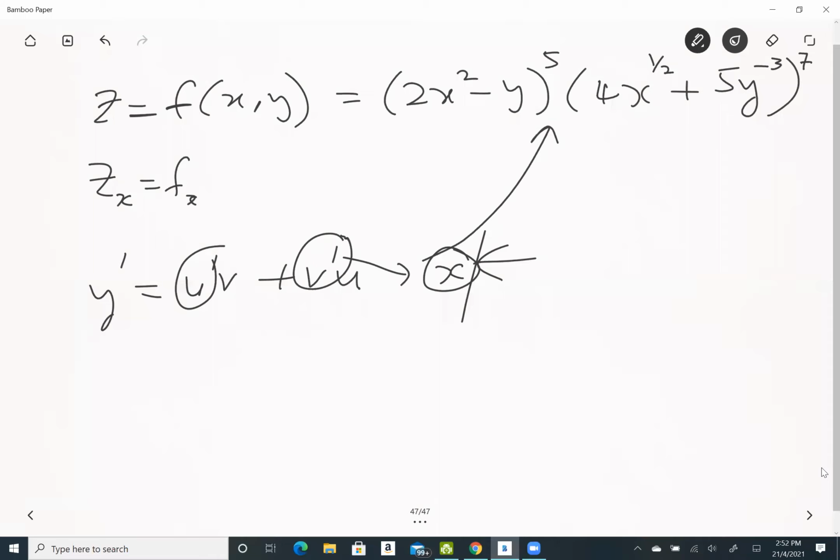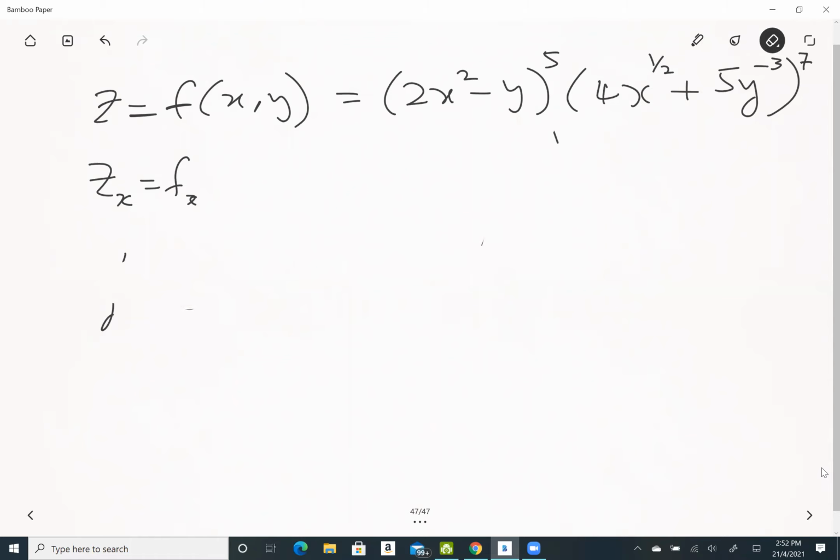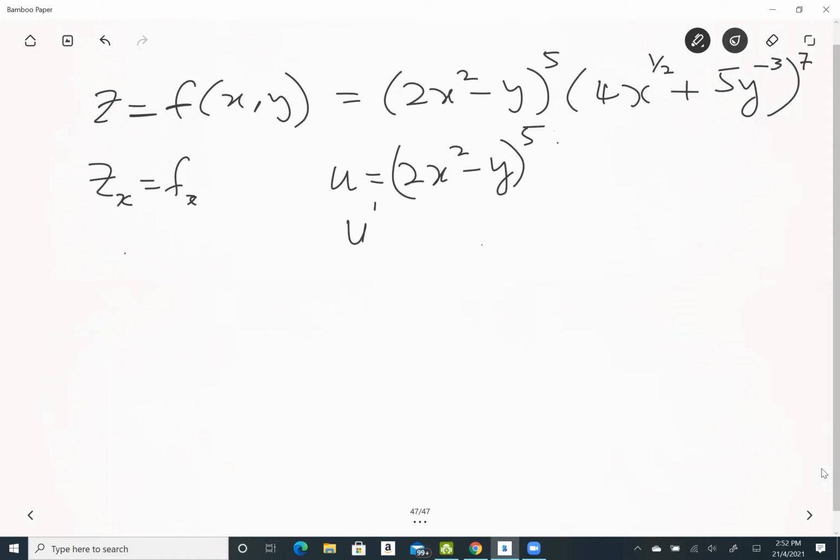Okay, so let's go through this. You let u be equal to the first part. So u is equal to (2x squared minus y) to the power of 5. Now, what is u prime? So u prime now is du dx, because we are taking the derivative with respect to x. So y is a constant. What is the derivative of this term?